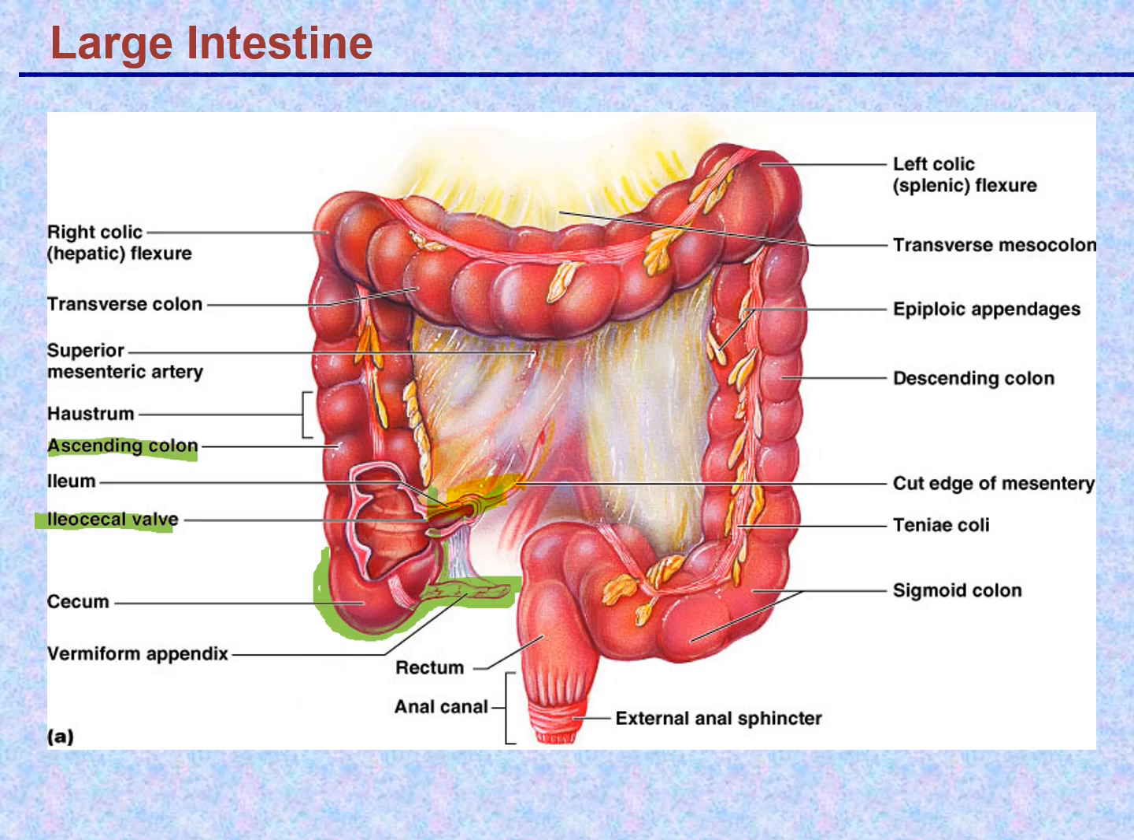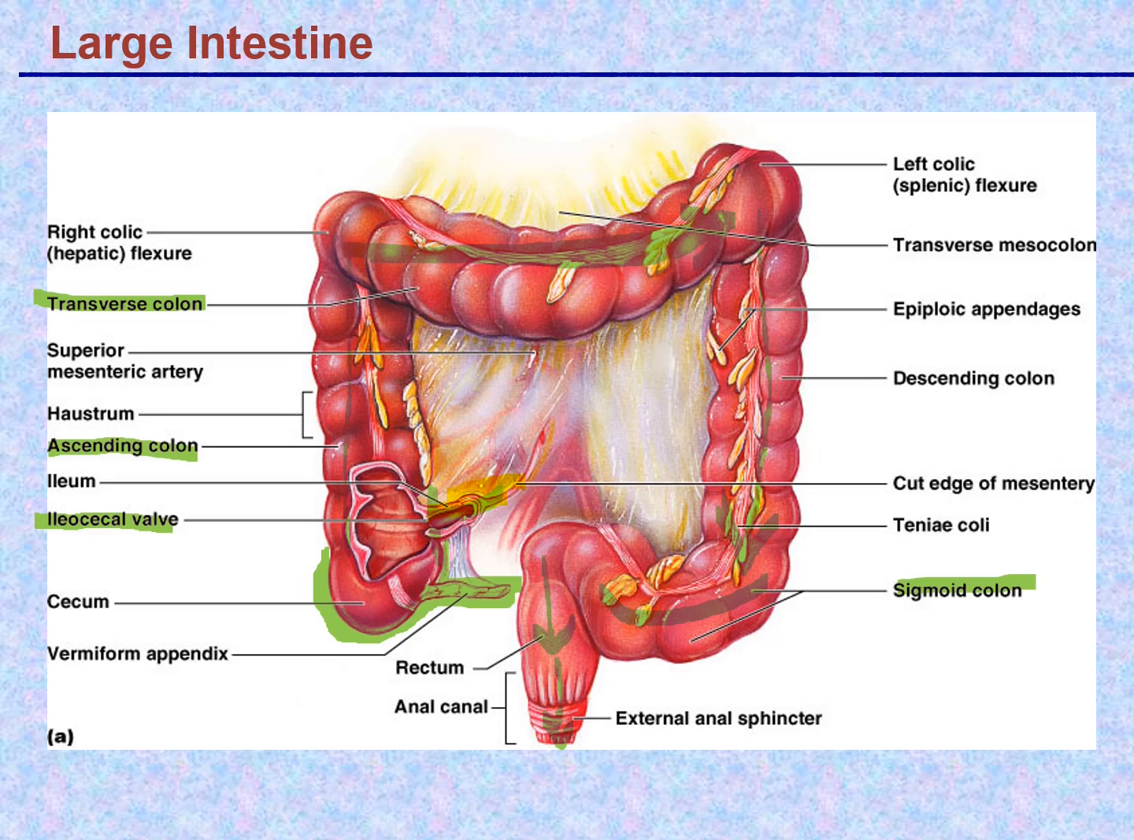The first section is the ascending colon, then the transverse colon going across towards the left. So we're going here on this side, this is the right side, the appendix is on the lower right. Then going across towards the left side is the transverse colon, and coming down the left side is the descending colon, followed by the sigmoid colon in this area here, the rectum, and the anal canal ending in the anus here.